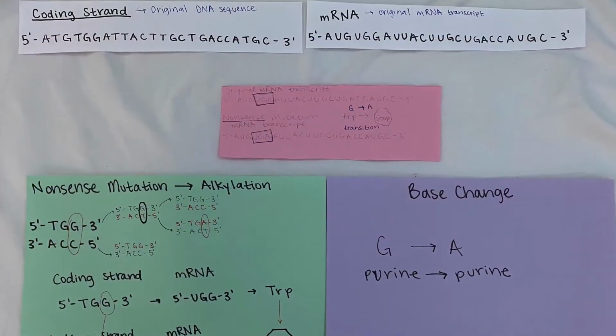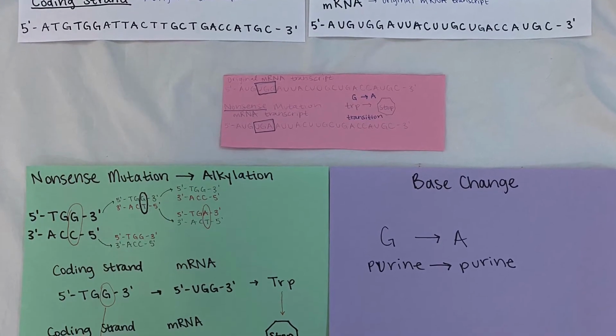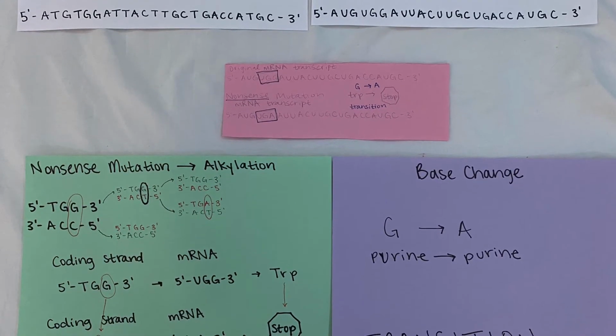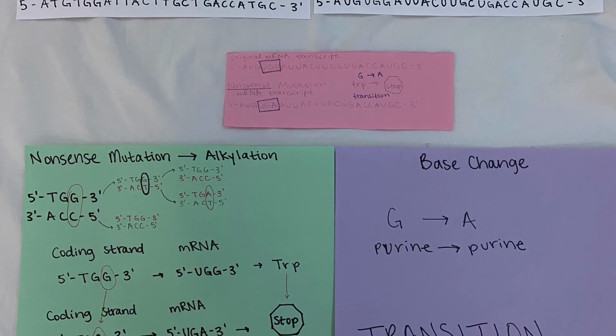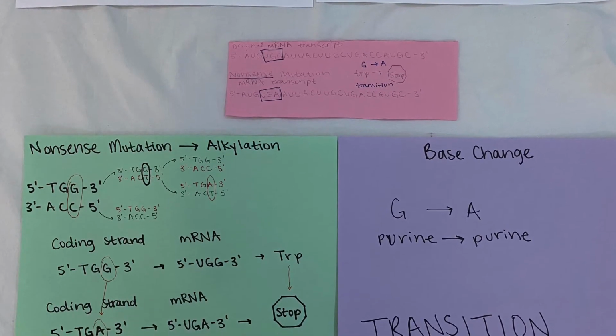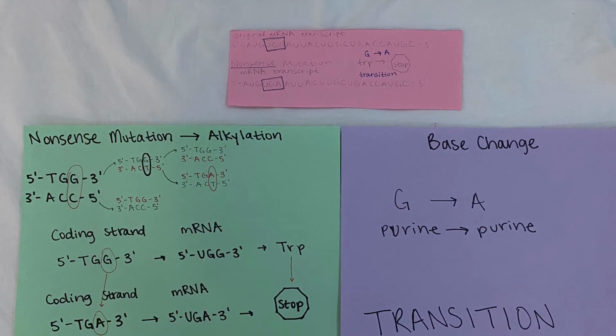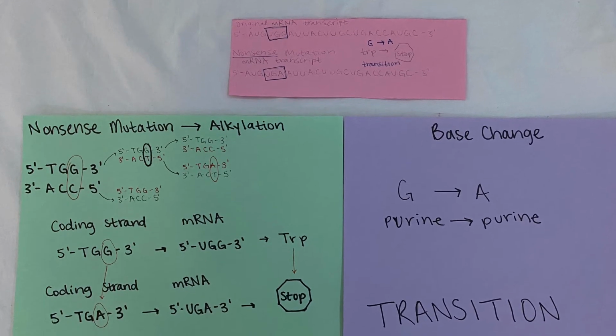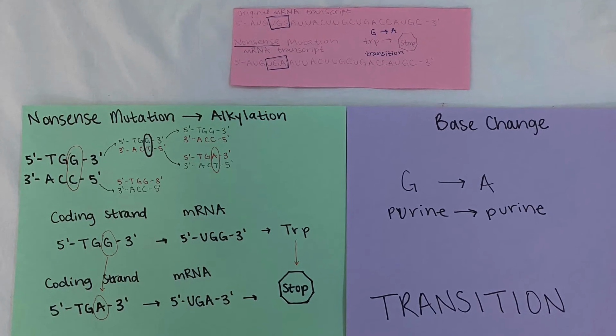Nonsense mutations are categorized by the changing of a codon that codes for an amino acid into a stop codon. In this example, the mRNA transcript changes from UGG to UGA. UGG coded for tryptophan, but the new codon UGA codes for the end of translation.